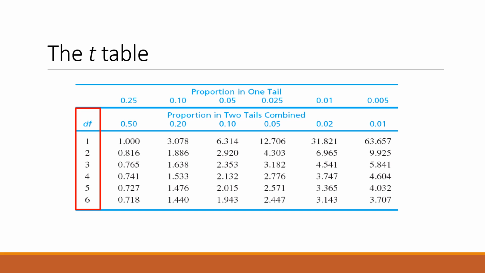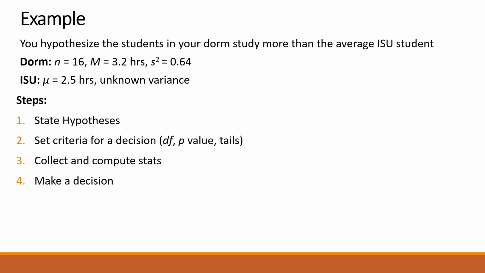From here, decide if the test is one-tailed or two-tailed. There are different rows for each of these. From here, you find your p-value, and in this class, we are just using the 0.05 p-value because that's the standard in psychology. If the t-statistic is greater than the critical value, it is statistically significant. Now we're ready for some examples.